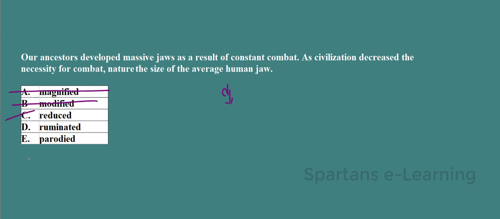Reduced will be the answer directly. Okay, so we can directly go with this option. Now see here, you need not actually know the meaning of parodied and ruminated. Ruminated means we know rumination, right? Ruminate means keep thinking about past.